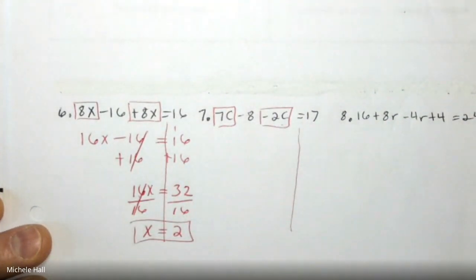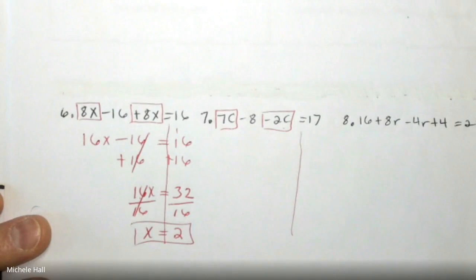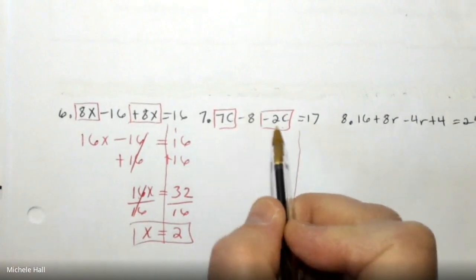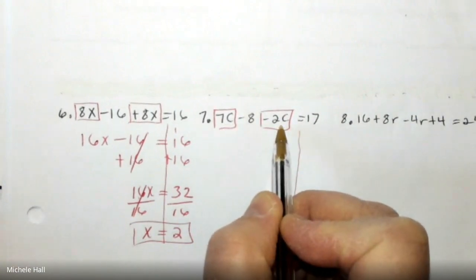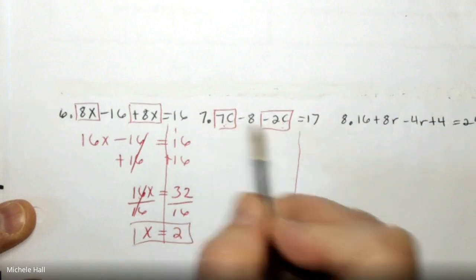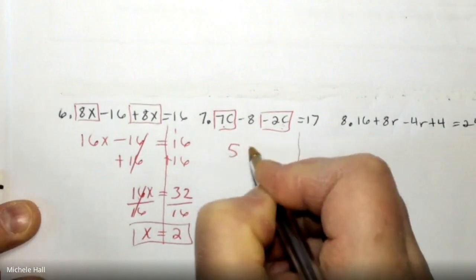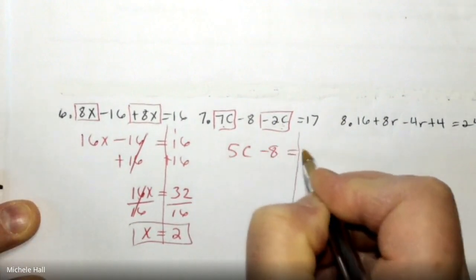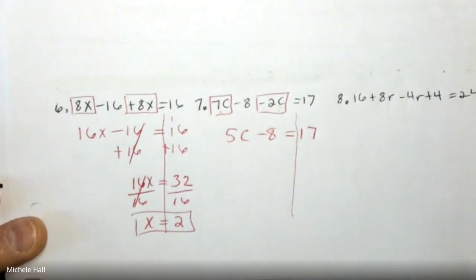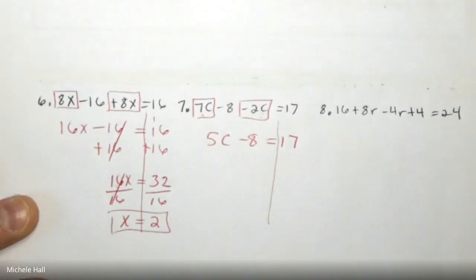I hope that you saw 7c and negative 2c. Those are like terms. I can combine them together. I can say 7c and negative 2c, or I can also say 7c minus 2c. What is 7c minus 2c? 5c minus 8 equals 17. And there we are at that 2-step equation. Go ahead and solve this 2-step equation.